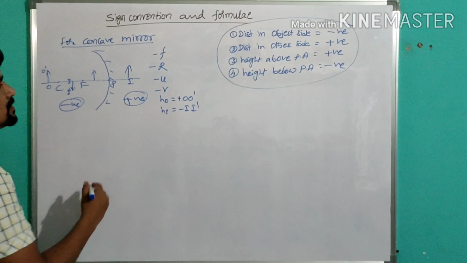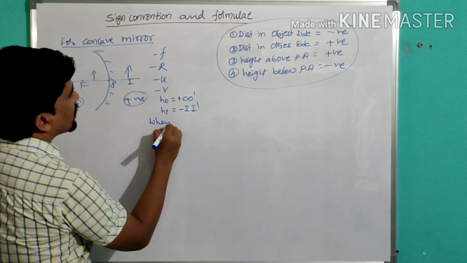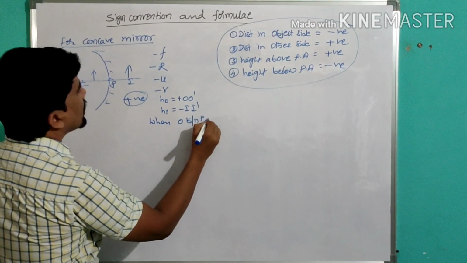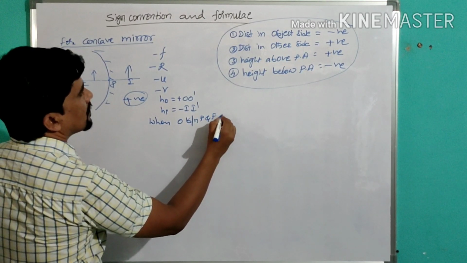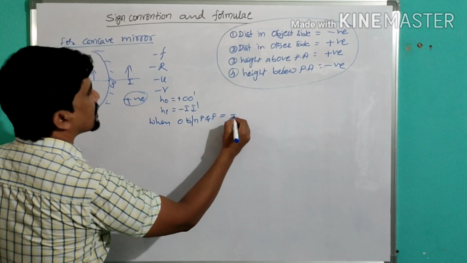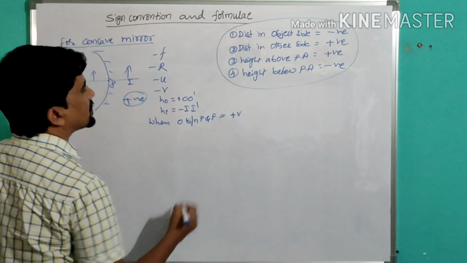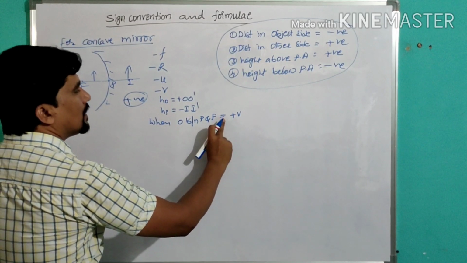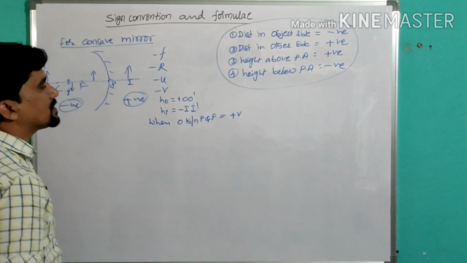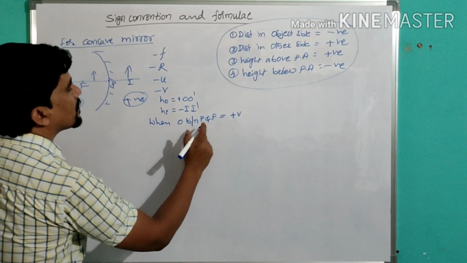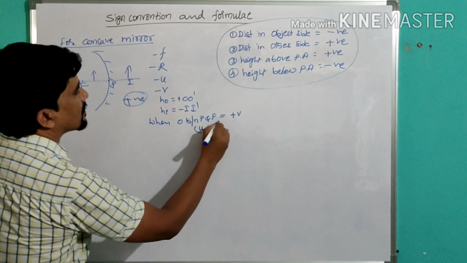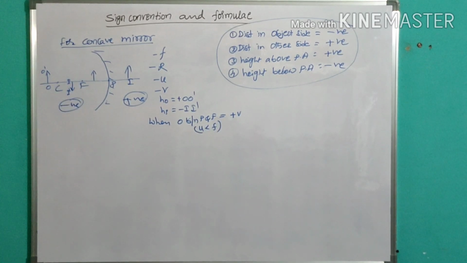PI is positive, which means when an object is between P and F, we get an image distance V that is positive. When the object is between P and F, the image distance is positive. Object between P and F means the object distance is less than the focal length. The condition is object distance less than the focal length.